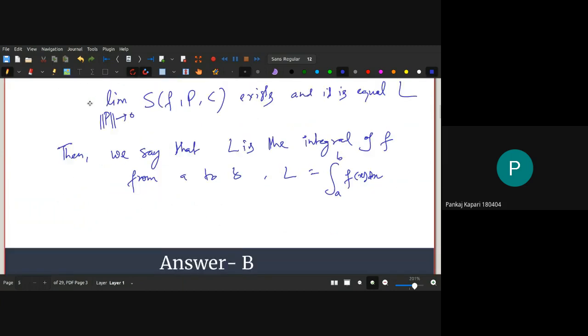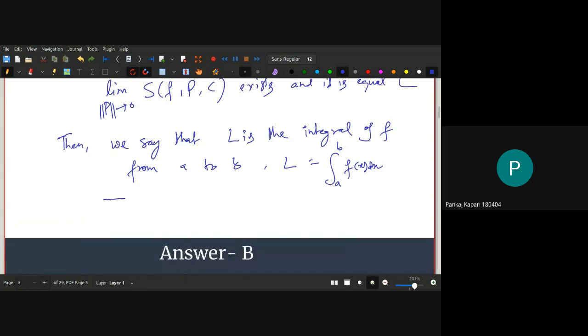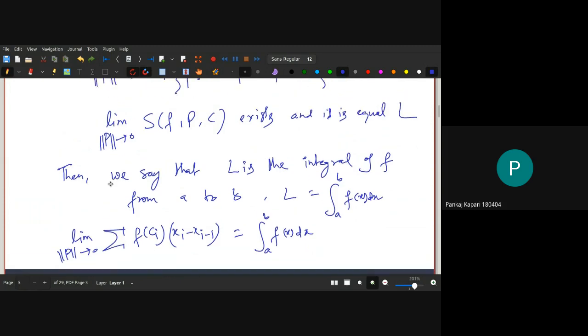So basically, the limit of this Riemann sum, which we have written as the sum of f of c_i for this choice set, times the length of the interval x_i minus x_{i-1} corresponding to the partition, when we take the limit as the norm of our partition, or the length of our maximum interval, goes to 0, is basically this integral of f from a to b. So if this limit exists, then this is the integral and the function is said to be integrable.